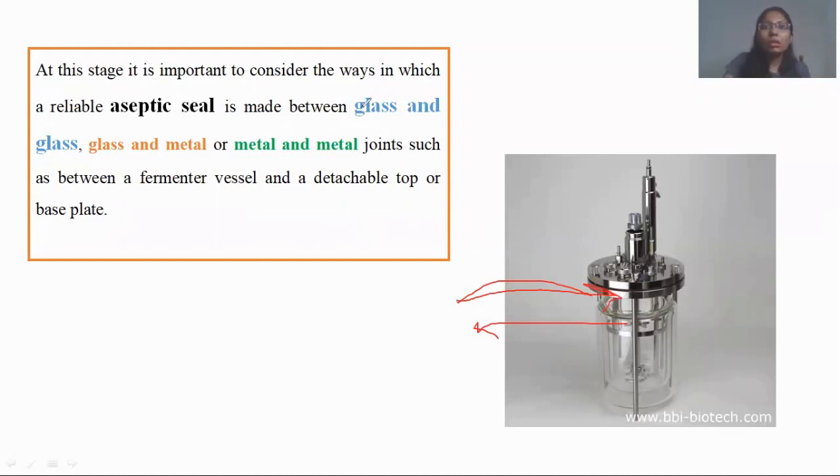Okay. So there are different types of seals that are used. If it is between glass and glass, then there will be different type of seals. For example, this top was also made up of glass. And this glass and glass, they are going to seal by some other means. If it is glass and metal, as seen in the figure, then it is a different type of seal. If it is metal and metal, then also you are going to see a different type of seal.